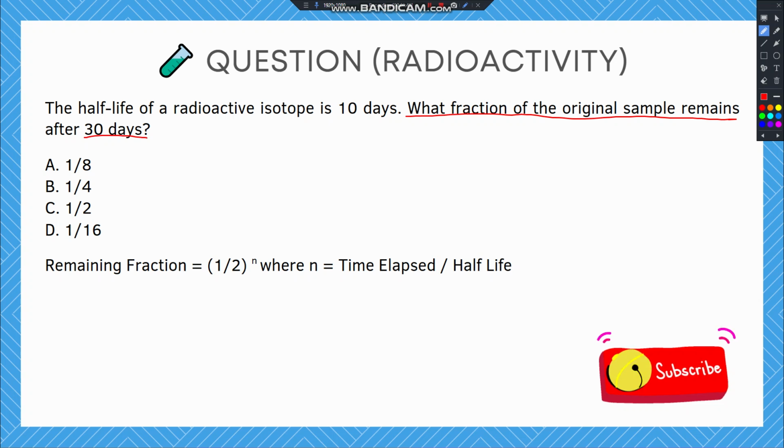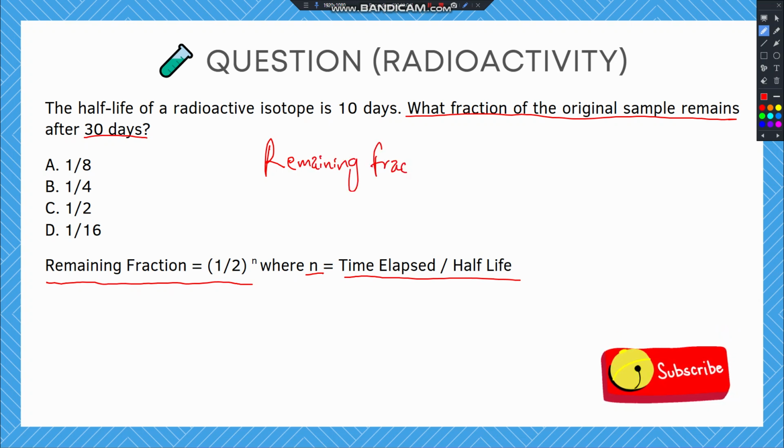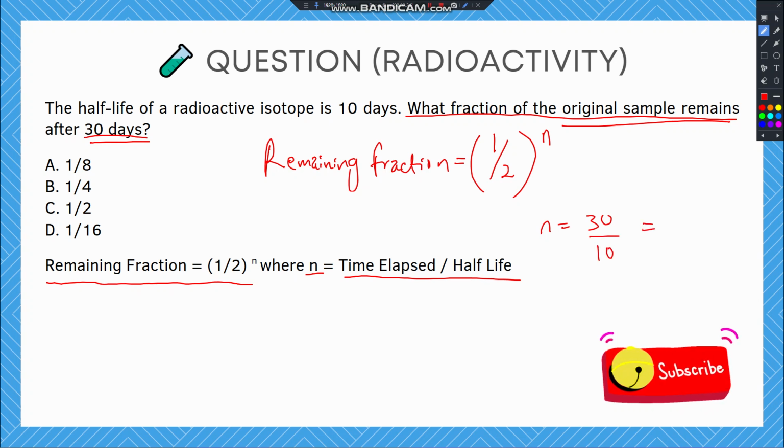The first one is using this formula. This formula says the remaining fraction is equal to 1 over 2 raised to power n, where n is equal to the time elapsed divided by the half-life. So let's use the formula. The remaining fraction will be equal to 1 over 2 raised to power n, and n is equal to the time elapsed. The time elapsed is 30 days because they asked what fraction of the original sample will remain after 30 days, and the half-life is 10 days, so n is equal to 3.